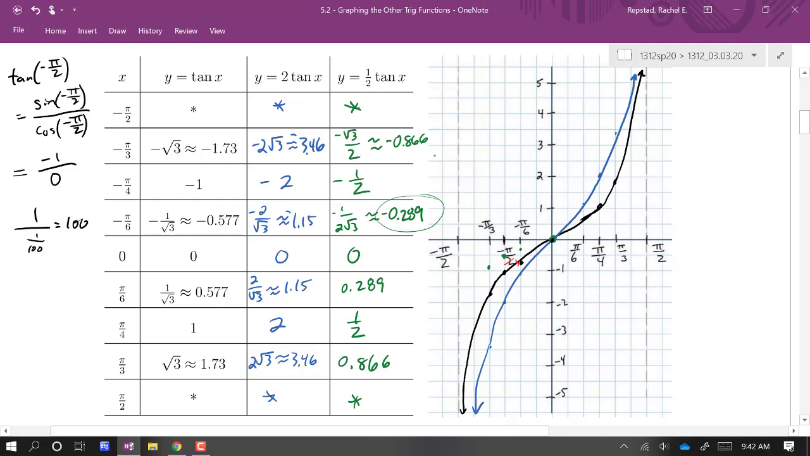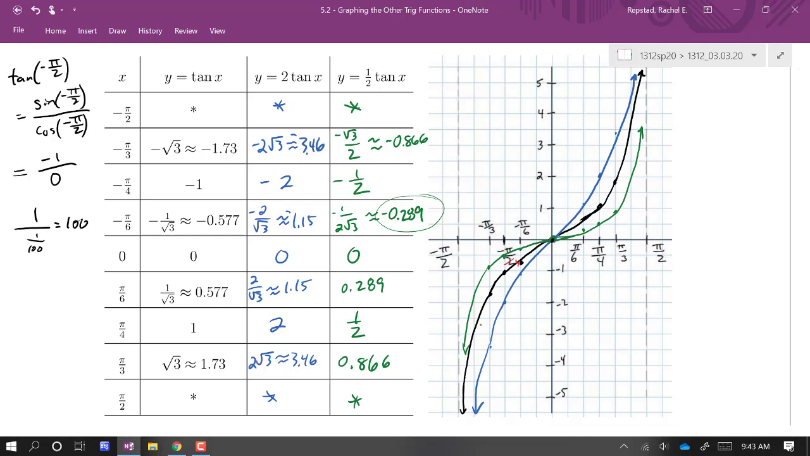So 0.289, 1/2, and then 0.866. We get the same general behavior, the same type of curve. Right, and the green curve can be obtained from the black curve if you just sort of squish it down, kind of compress it.